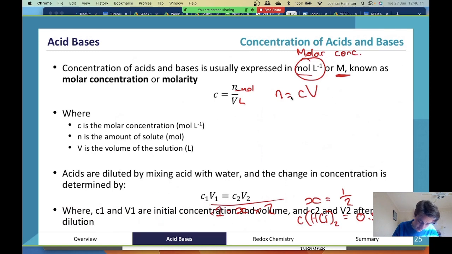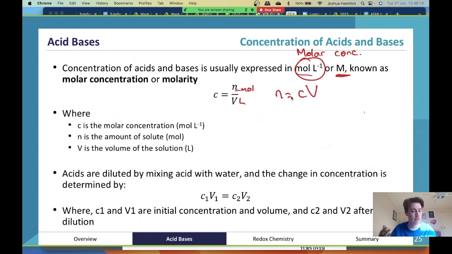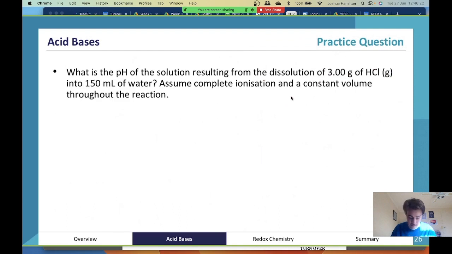Getting rid of my scribbles here because there's a little bit more writing. C1 and V1 are the initial concentration and volume, and C2 and V2 are the concentration and volume after dilution. So, moving forward. Coming back, sorry, I went too far.